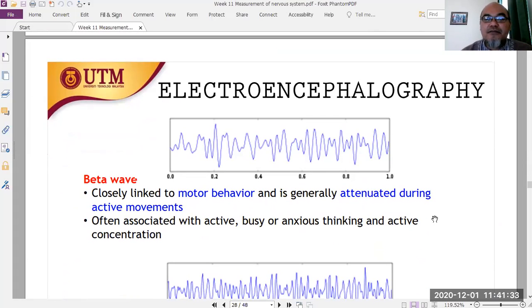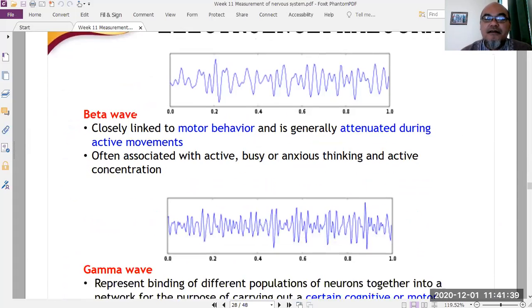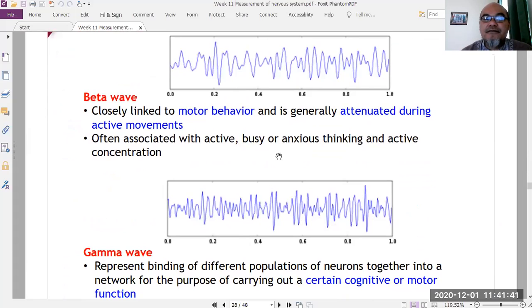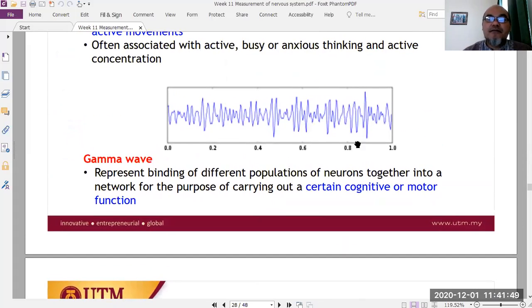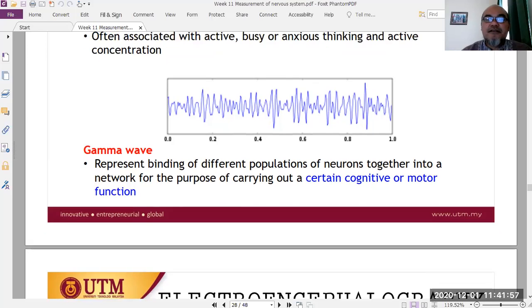This is closely linked to motor behavior. So it is attenuated when you are doing active movement. It is often associated with active, busy, or anxious thinking and active concentration. Then the gamma wave represents the binding of different populations of neurons together into a network for the purpose of carrying out a certain cognitive or motoric function.